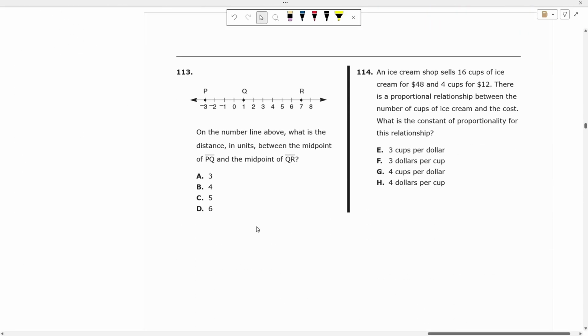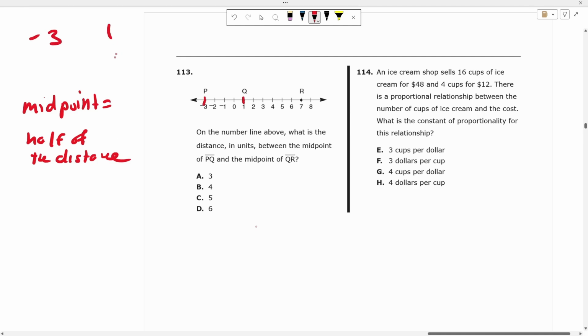Last 2 questions on this test. It says that on the number line above, what is the distance in units between the midpoint of PQ and the midpoint of QR? Remember that midpoint is equal to half of the distance. So what's the distance between -3 and 1? To go from -3 to 1, your distance is 4. So the midway point is going to be 2. So 2 from each point. So 1, 2. So now the midpoint is going to be -1. Okay? The midpoint here is -1.